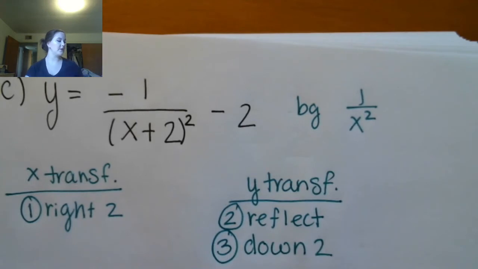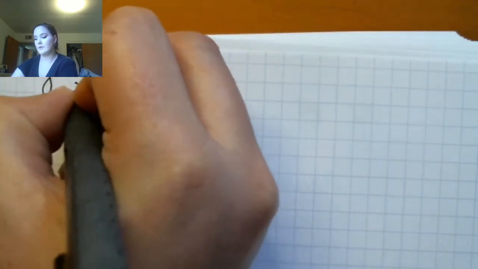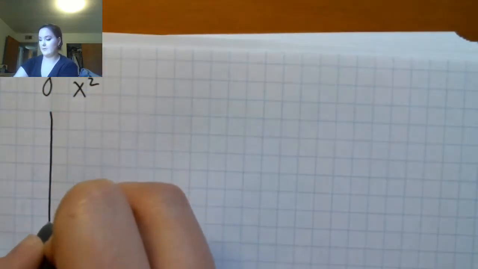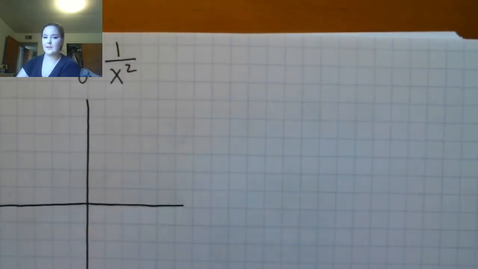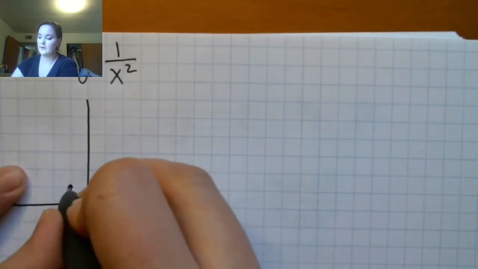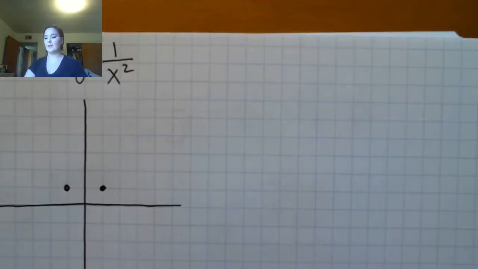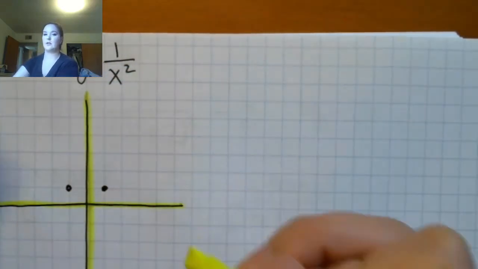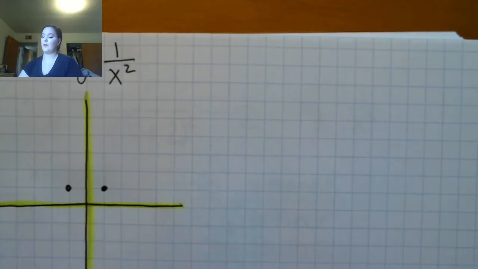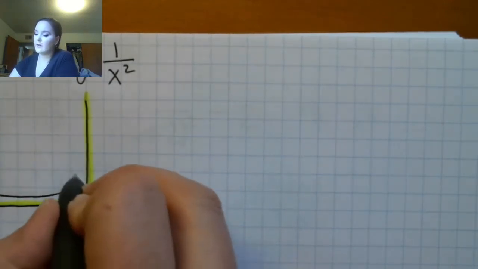Okay, so let's look at our graph here. First we're going to look at our base graph, which is y equals 1 over x squared. This has key points here and here. And just like the 1 over x graph, it has the key features of those lines that go along the axes that show you the shape of the graph. So this graph looks like this.